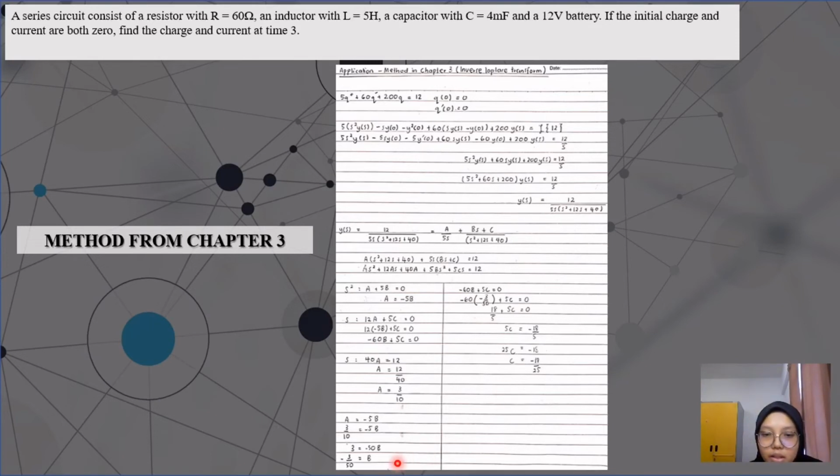Seterusnya bila dapat nilai B iaitu negatif 3/50, kita masukkan dalam persamaan negatif 60B tambah 5C sama dengan 0. Jadi nilai B kita dah dapat, so kita masukkan dalam persamaan ini. So at the end-nya kita dapat nilai C yang sebenar ialah negatif 18/25. Jadi kita dapat nilai A iaitu 3/10, B negatif 3/50 dan C negatif 18/25.